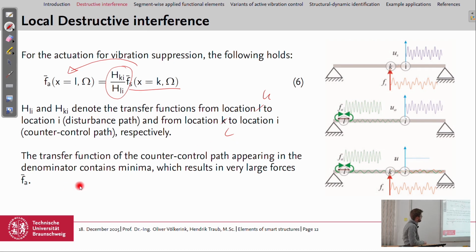And this transfer function of the counter control path could have minima, which would result in very large forces Fa. So independent of how this fraction looks like, if you have minima here, then the outcome is very high forces for the actuation, even if the external excitation is not really large.